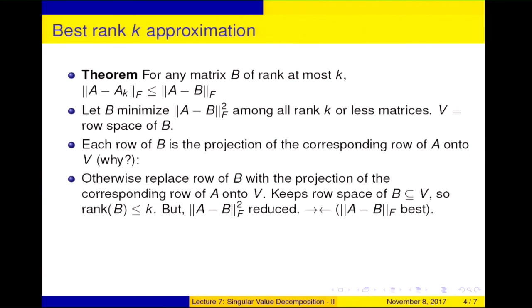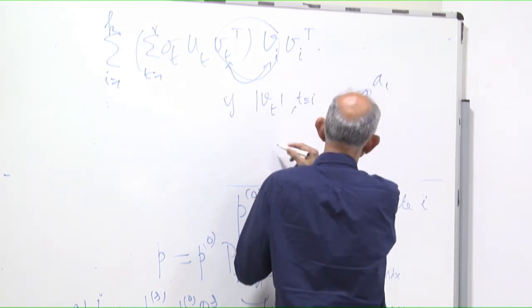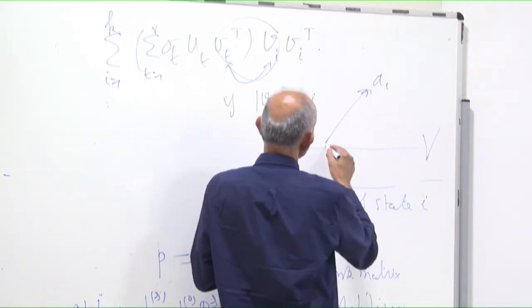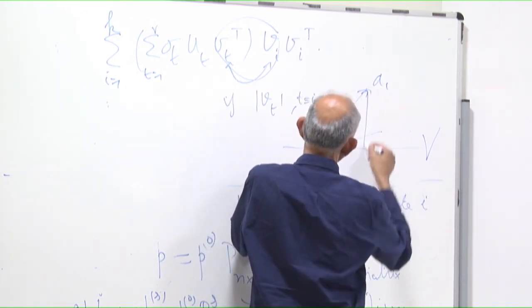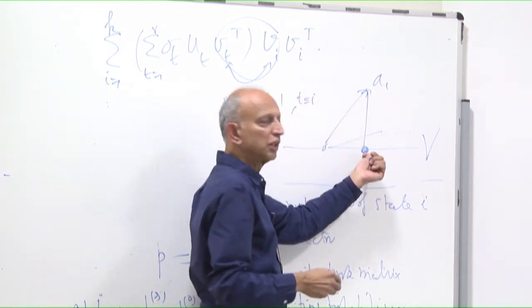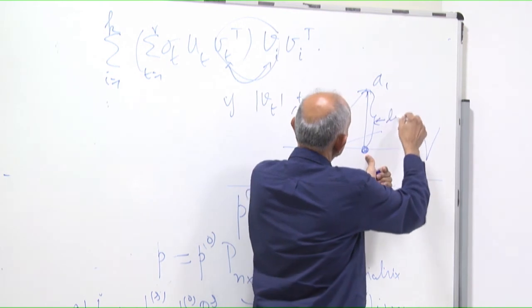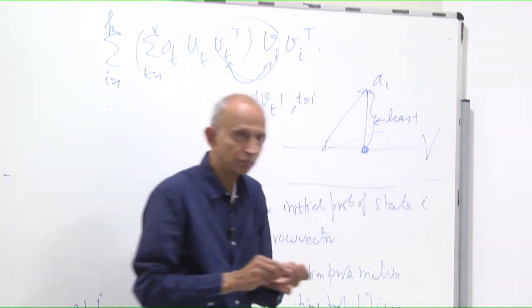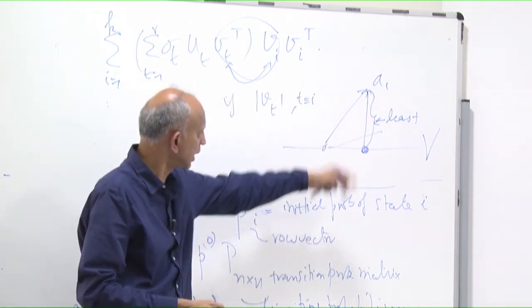But I reduced A minus B squared because I now made that row the projection of this row onto the space. Originally, it wasn't. So again, this was a row of A. This is the subspace V, right? And my B was somewhere here. Instead, I made it this. And this is the best you can do, right? This is the least. It's a perpendicular distance to V. Okay, there used to be some other point in V, but I made it the perpendicular one.